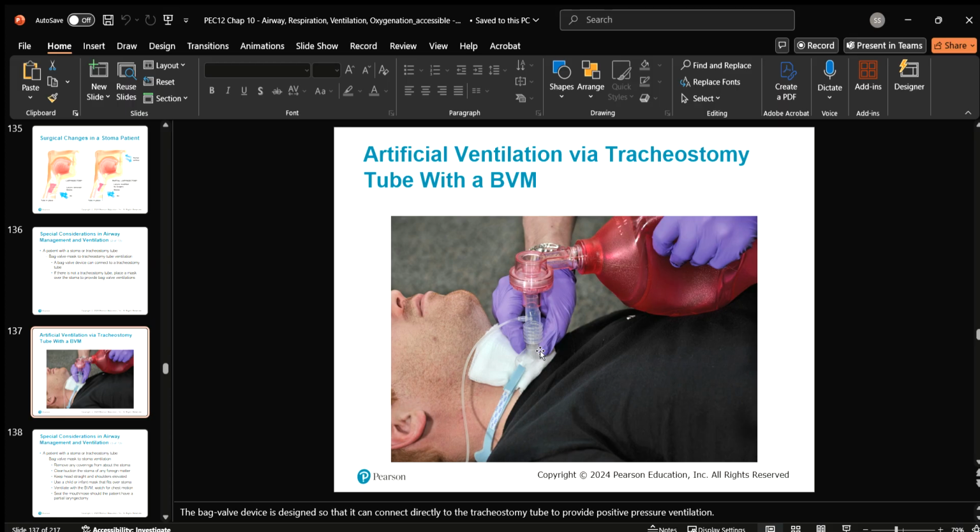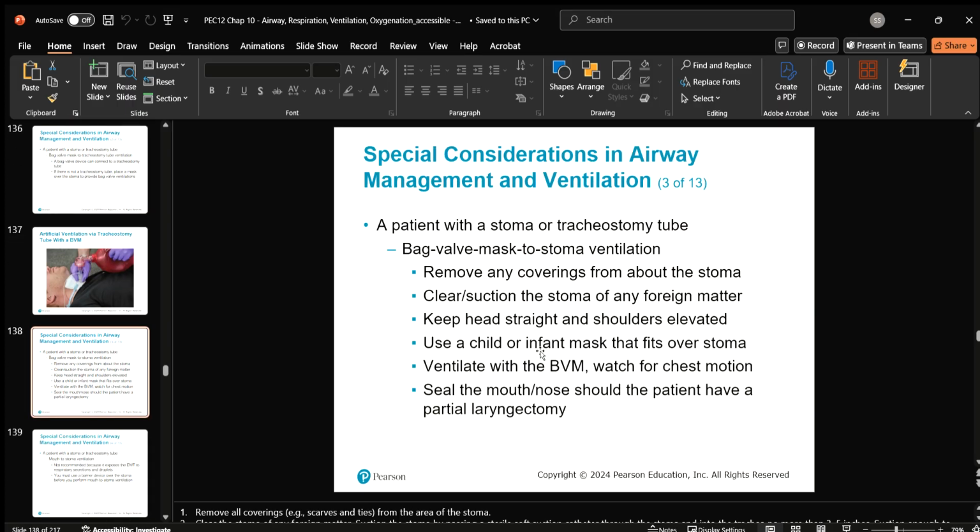So you might get a test question that says something along the lines of, you have a patient with a stoma and they're experiencing difficulty breathing, what's one of the first things you should do? And that is to suction their stoma. You want to suction that stoma. Clear, suction the stoma. Boom, right here. All right, so you've seen it.